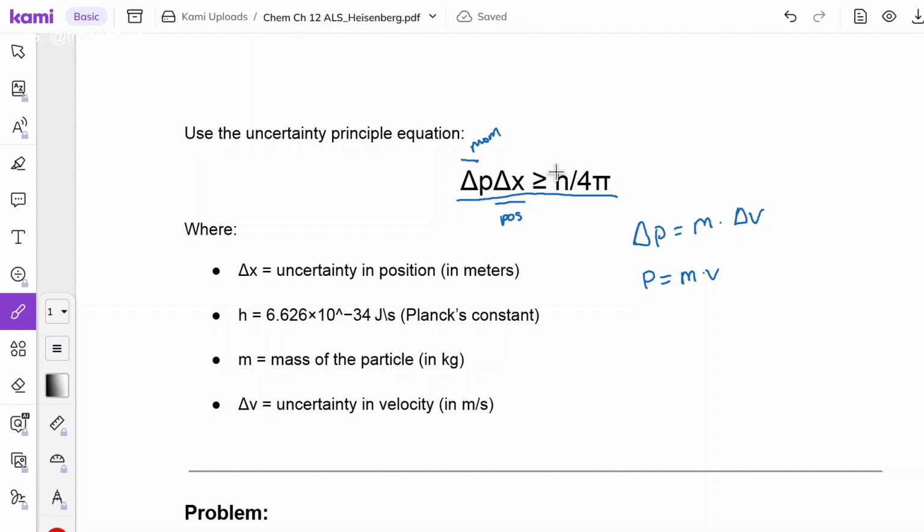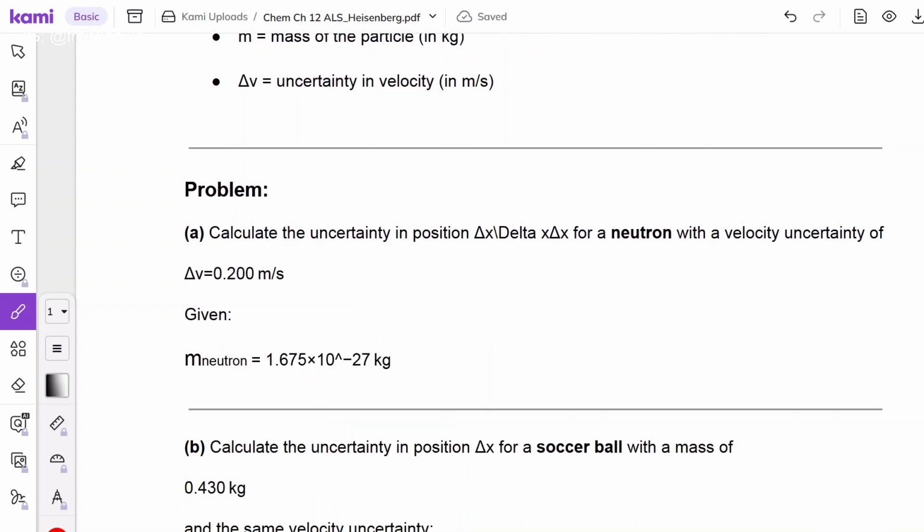If you're looking for the momentum, you tweak this equation: delta P is greater than or equal to, you divide by delta X to get rid of it from this side, so it becomes h over 4 pi times delta X. And if you're looking for delta X, you do the same thing where you move P to the other side by dividing it, and it'll also be h over 4 pi, but this time times delta P.